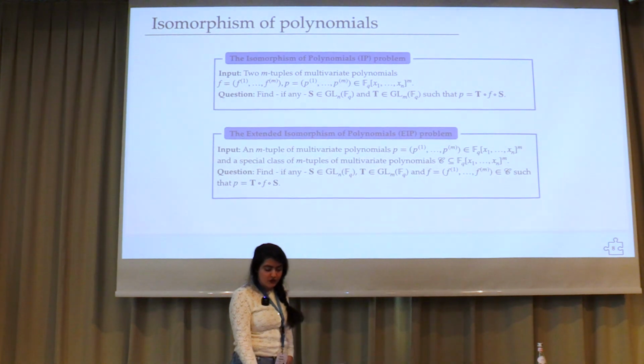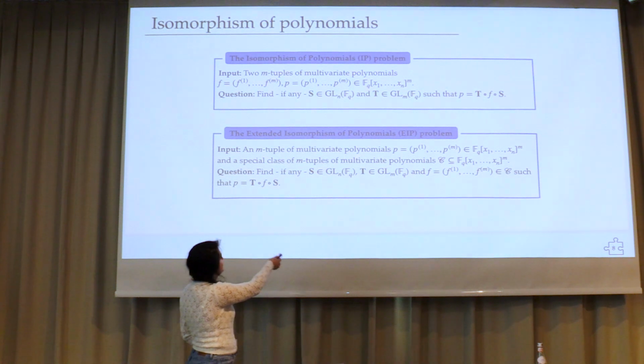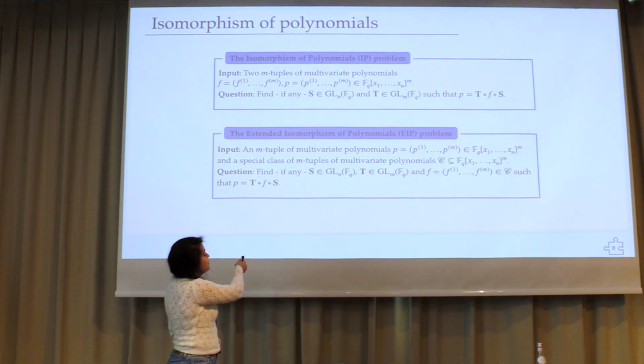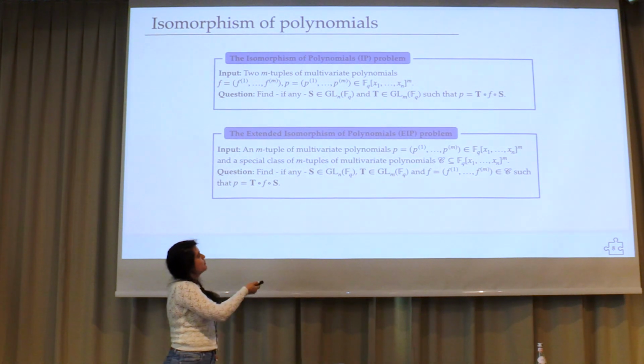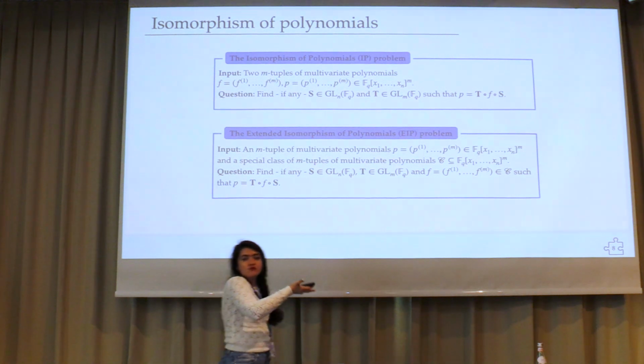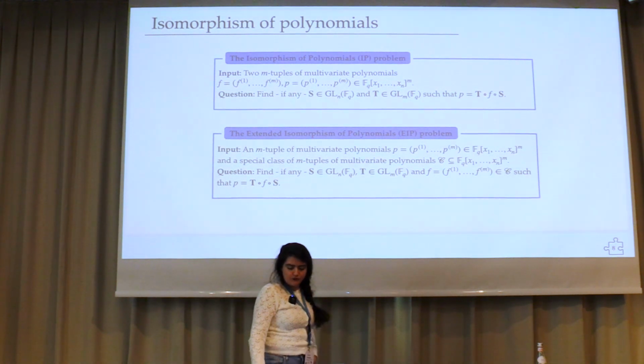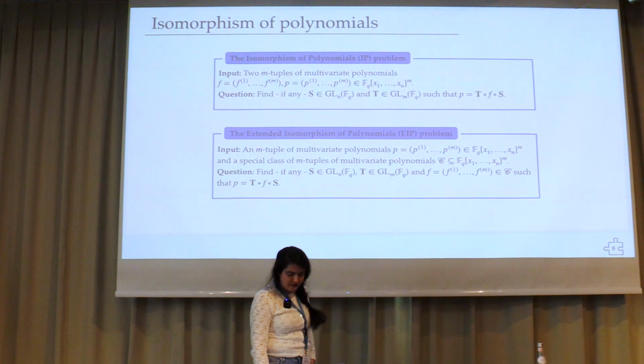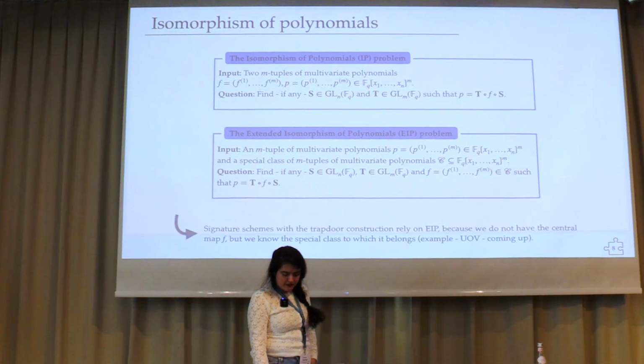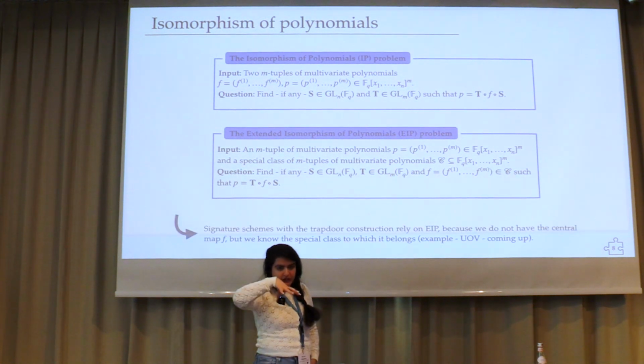Okay, so these trapdoor-based signatures rely on this second problem. And this is why we don't know so much about the hardness, because of this special class. Whether this is hard or not depends on what the central map looks like, whether it is something easy or not. Okay, so that was a bit more on an abstract level.